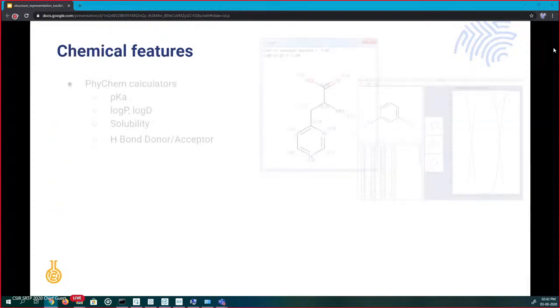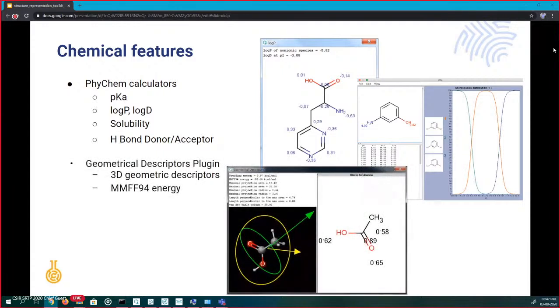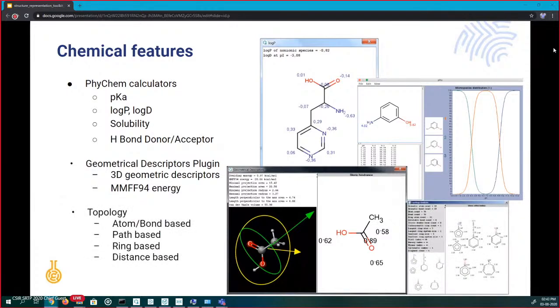What are the other chemical features? In physicochemical calculators, you have, as I mentioned, pKa, then logP, logD, solubility. In the first session, if you remember, we also showed you all these extra plugins in the Marvin Sketch suite, where you can calculate all or most of these calculators directly from the Marvin Sketch tool.